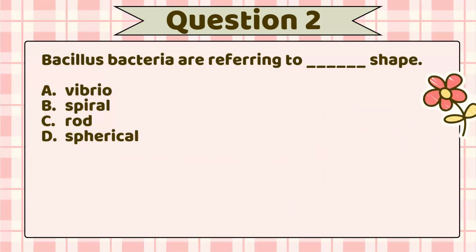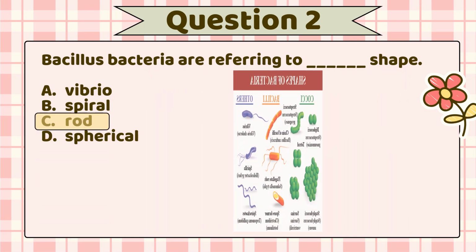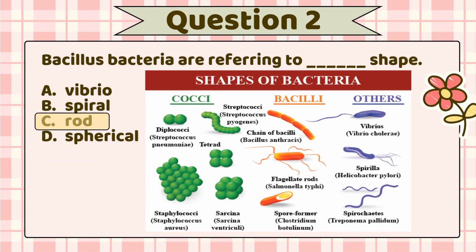Question 2. Bacillus bacteria are referring to rod shape. Here are the pictures of different shapes of bacteria. Cocci, which are the plural for coccus, are spherical. Bacilli, the plural for bacillus, are rod-shaped, while we have other shapes which are vibrios, spirilla, and spirochetes.